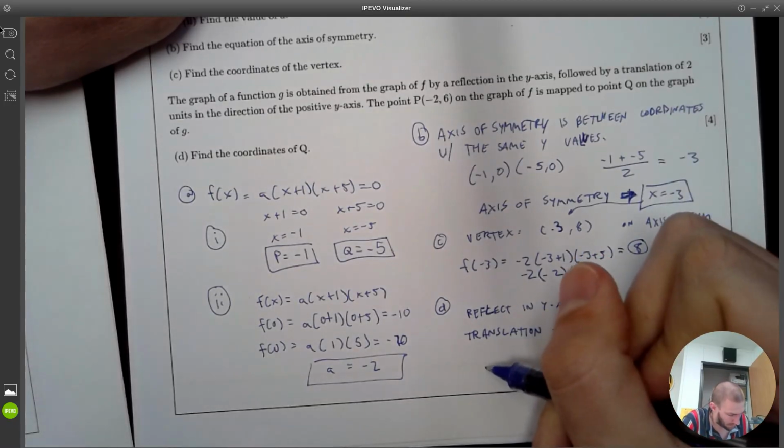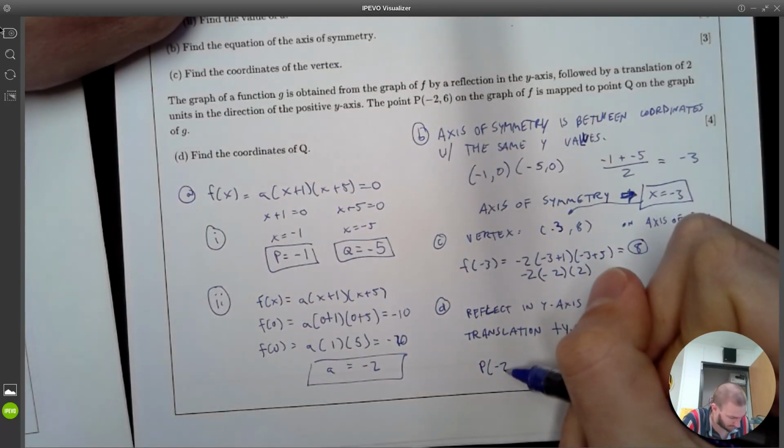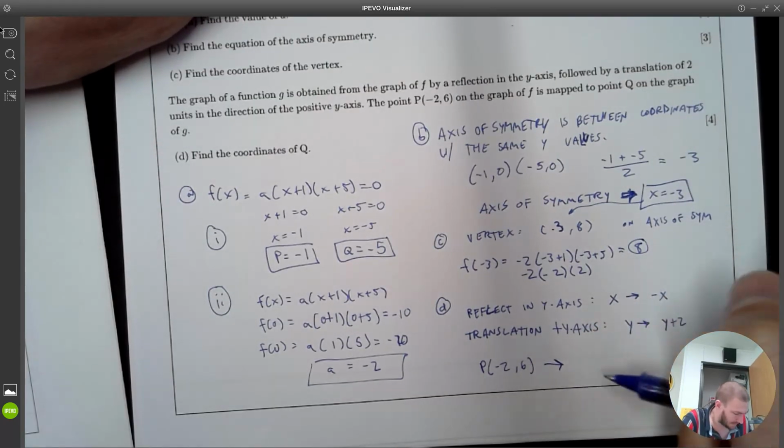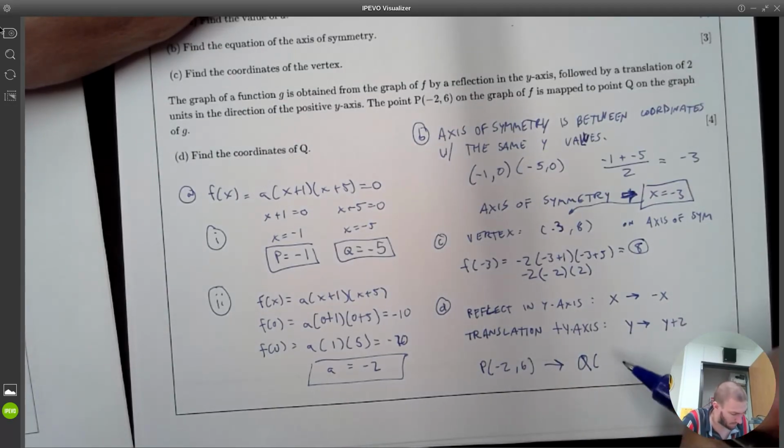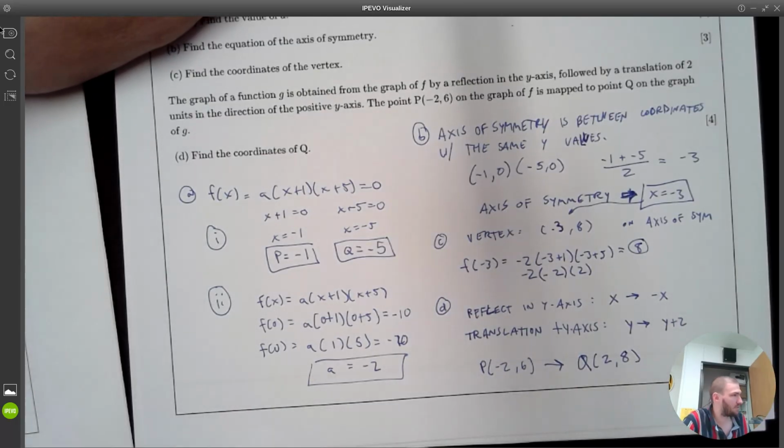And so that means that my original point P of -2, 6 can map onto Q. And where will Q be? Take the x and make sure it becomes negative, so it's going to be positive 2. Take the y and make sure to add 2, so make sure that it's 8.